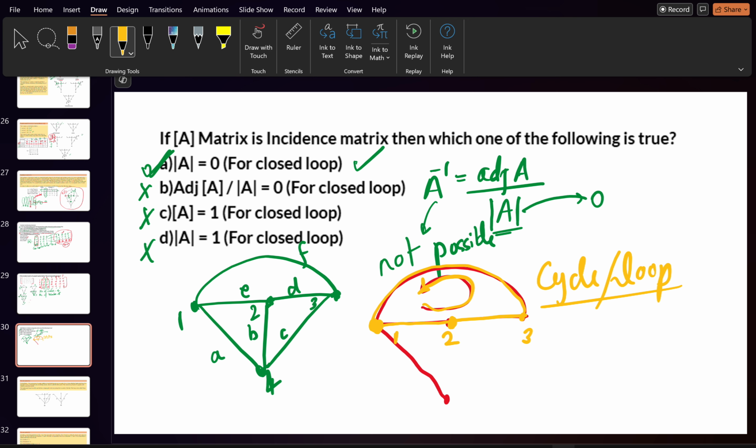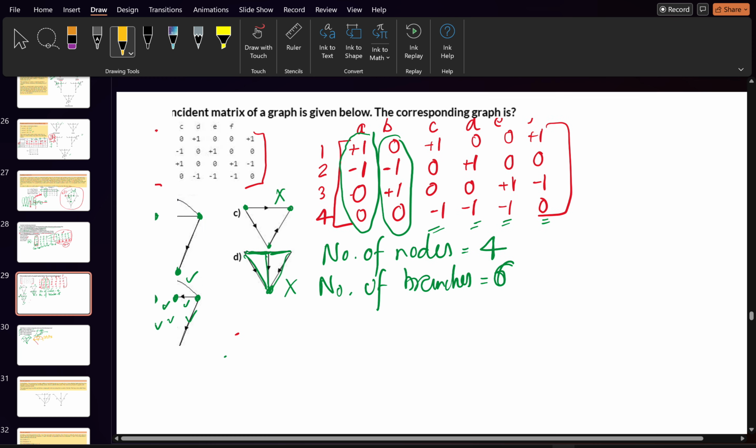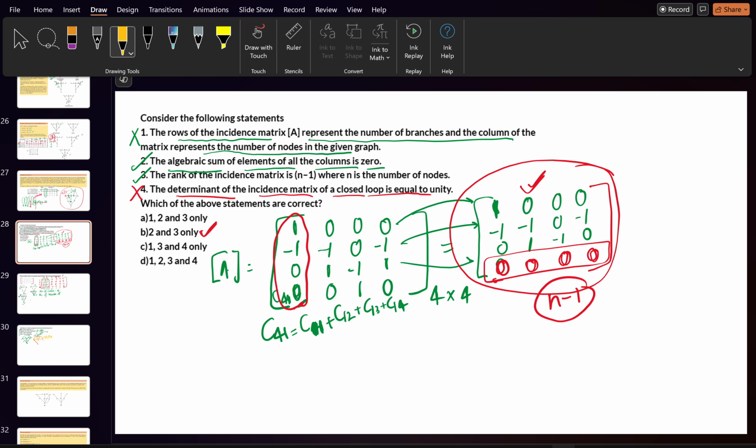Have you got it? Sir, in the previous question, how do we find that the rank is n minus one? In this question, the rank is basically the number of non-zero rows.